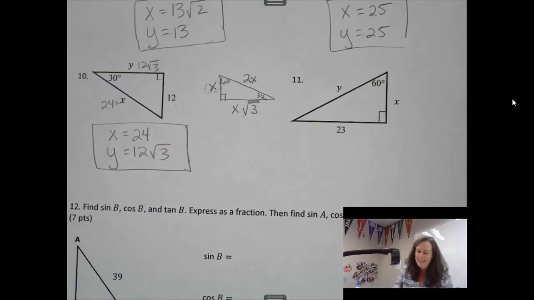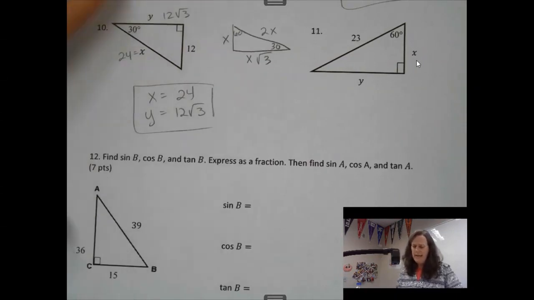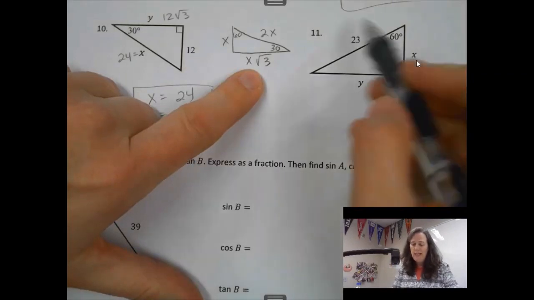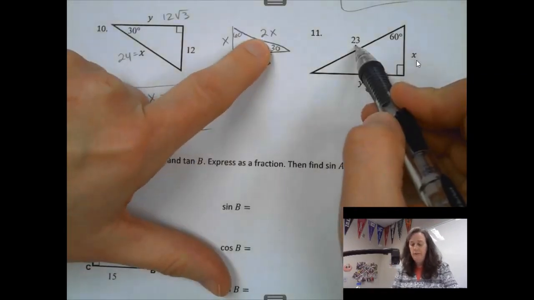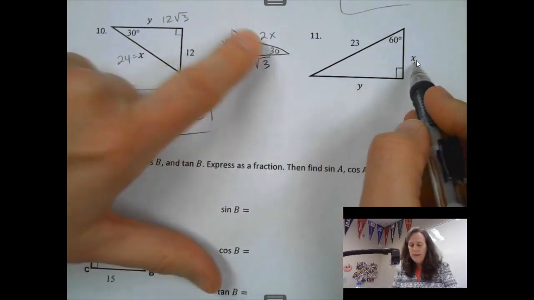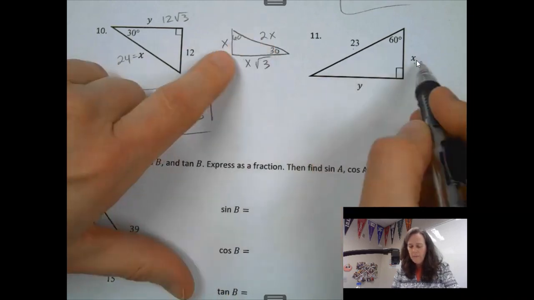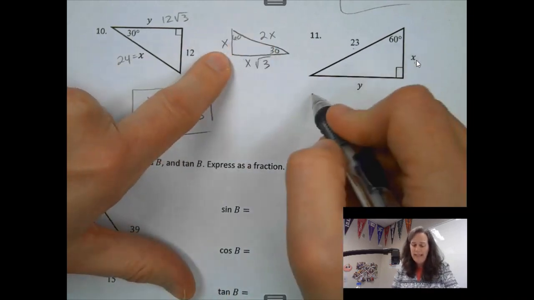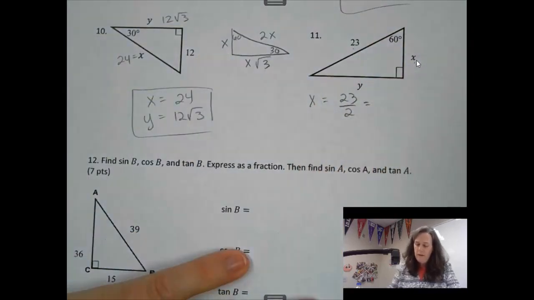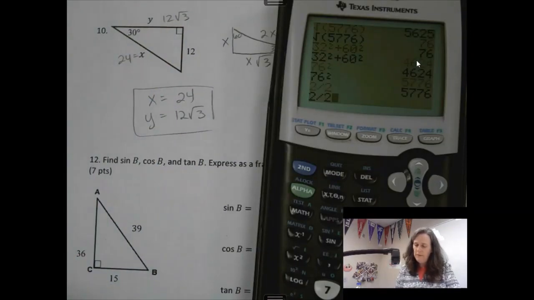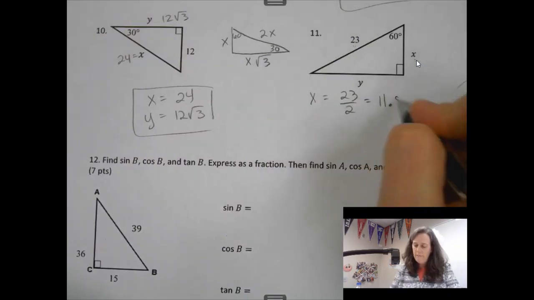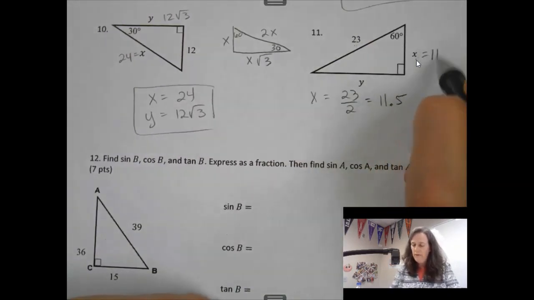Okay, let's try another one. Okay, let's look at this number 11 then. So we've got, oh, they didn't give us the short side. They didn't give us the long side. They gave us the hypotenuse, which is 23. So to get to the one side, if this is 2 times x, and we want just plain x, we'll have to divide that. So x is equal to 23 divided by 2. And 23 divided by 2 is 11.5. So our x value is 11.5.